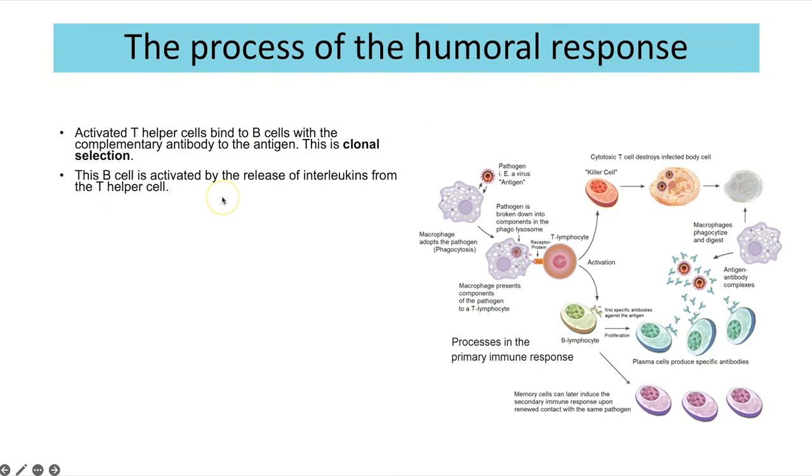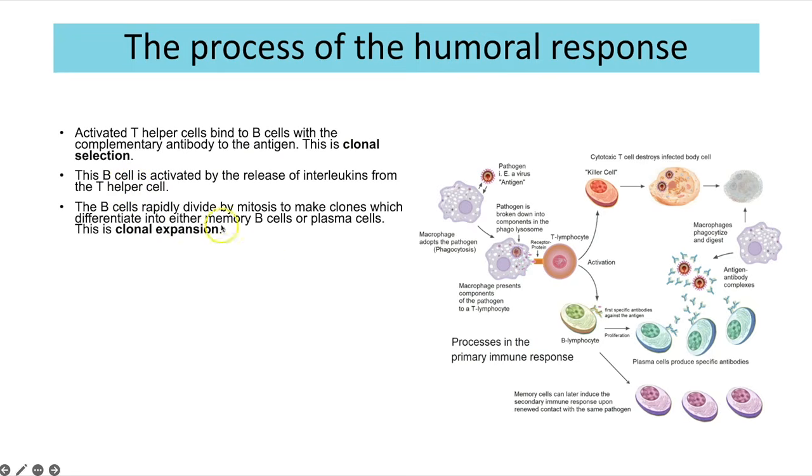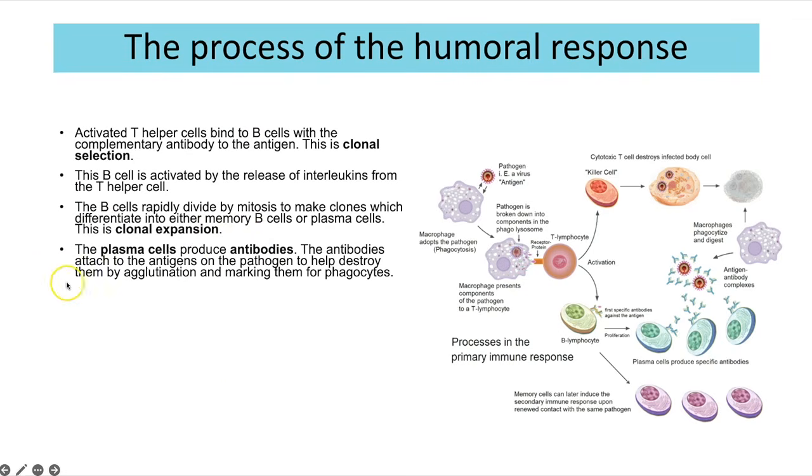So that B cell is activated by the release of interleukins from that T helper cell once they're bound. That causes the B cells to divide by mitosis to make large numbers of clones which have that exact shape antibody on their surface. So that is your clonal expansion. The B cells then differentiate into either memory B cells or plasma cells. The plasma cells are the ones that can produce antibodies, and the antibodies attach to the antigens on the pathogen to help destroy them by agglutination, and that's coming up later in this video. They also mark them so that phagocytes can locate them and destroy them.